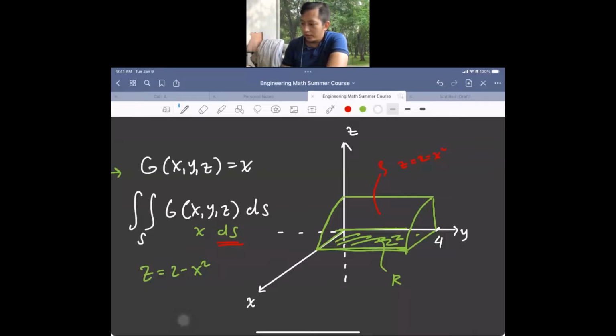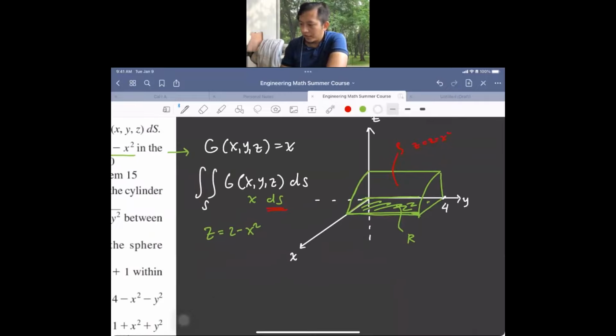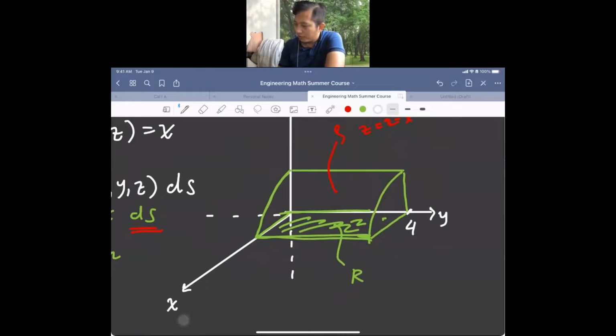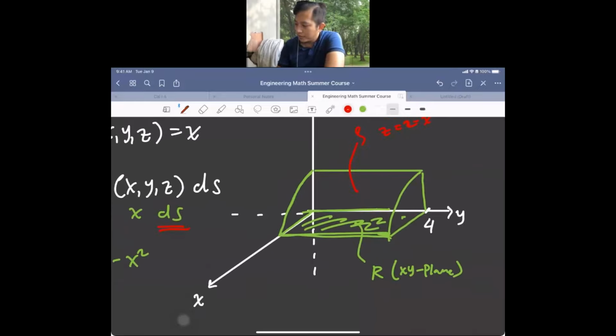Okay, so the next thing is we are going to evaluate this double integral with respect to S. Since we have z is equal to minus x squared, if we are looking here, our region R is our xy plane, right? It's the xy plane. So since y is a constant from 0 to 4, then x, we need to define x in terms of z.